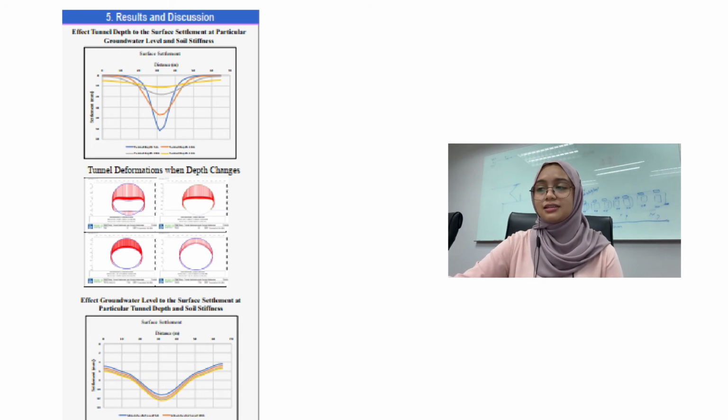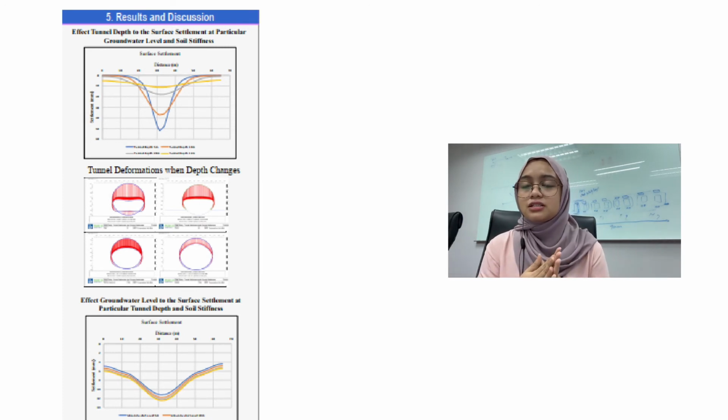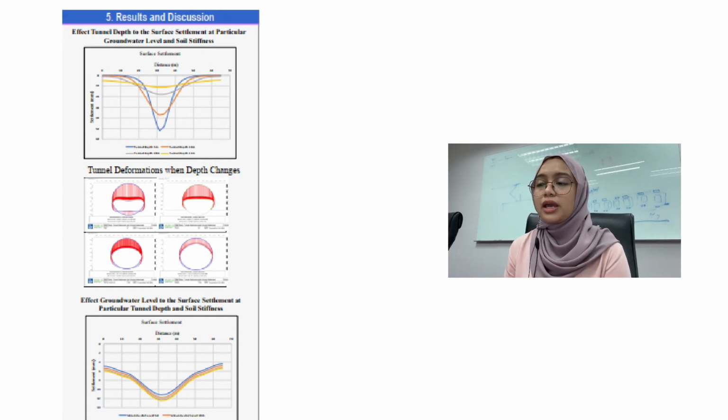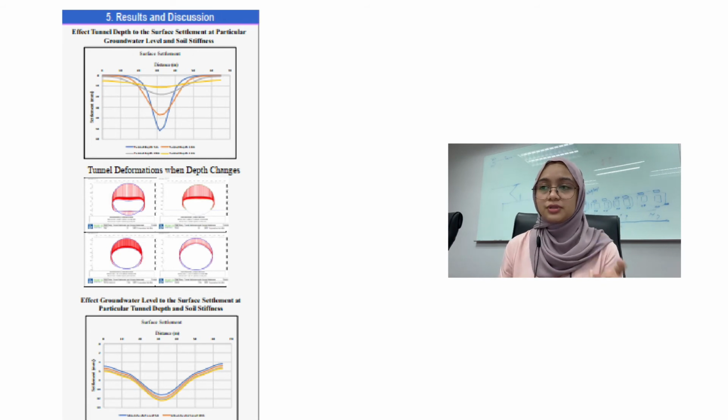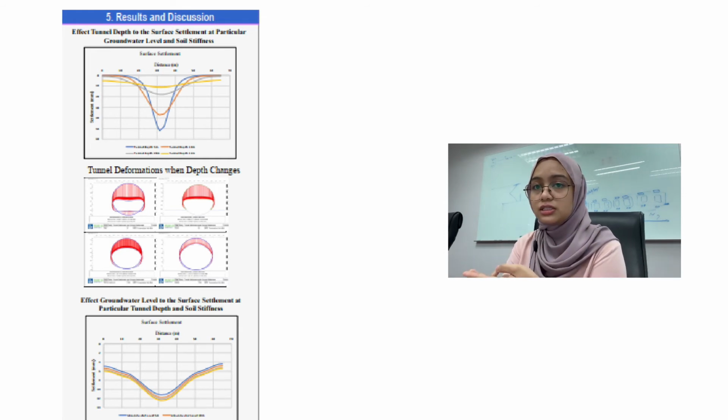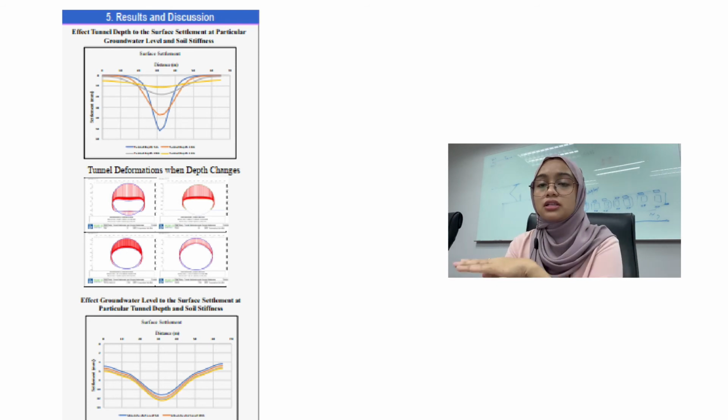So from the data analysis, we will see the graph and the figure of surface settlement and tunnel deformation. The first one is the graph of the effect of tunnel depth on the surface settlement at a particular groundwater level and soil stiffness. In this case, the depth of the tunnel will be changed to 5 meters, 10 meters, 20 meters and 32 meters. Note that 32 meters is the actual depth based on the real case situation in MRT.